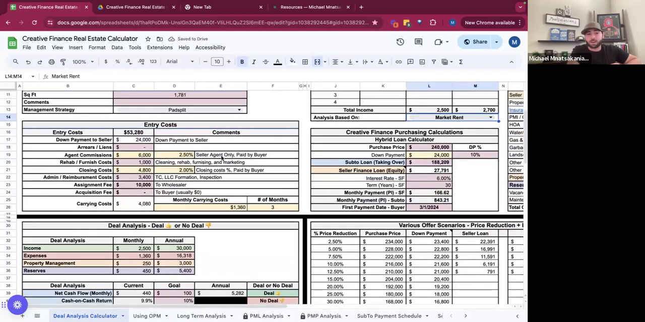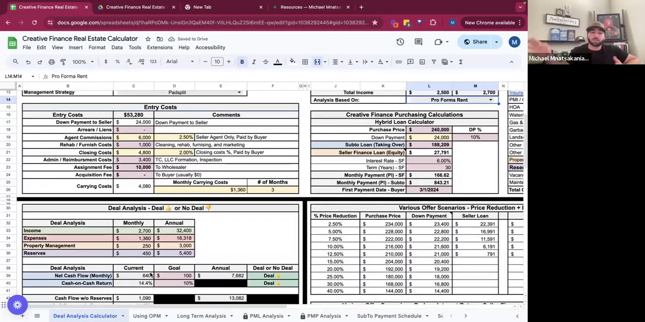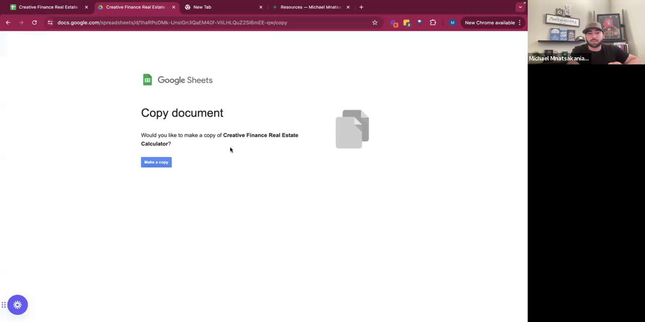But once you take it over and put, let's say, $3,000 or just a little bit of money into renovating it, you can get it up to the pro forma rent, and that'll show you what your returns look like there, as well as it's all done on the long term. So if you have this calculator or any of the calculators, you're always going to see a screen like this when you want to access it. So make sure you bookmark that.